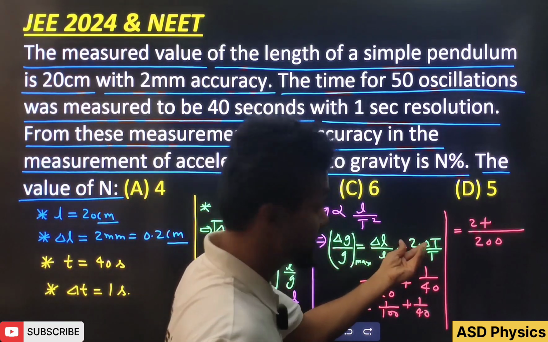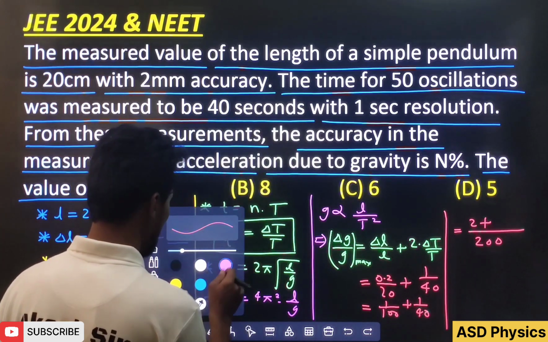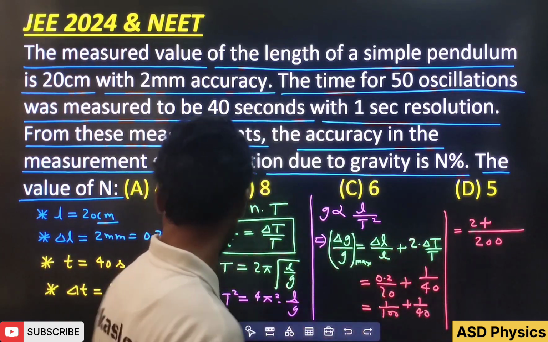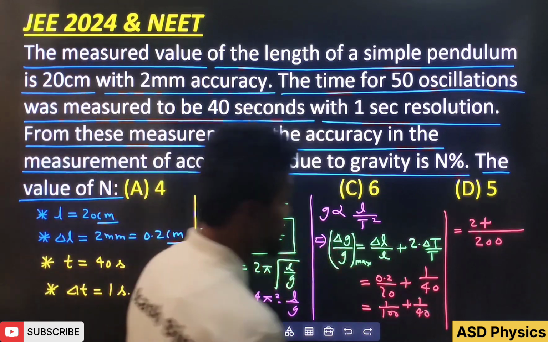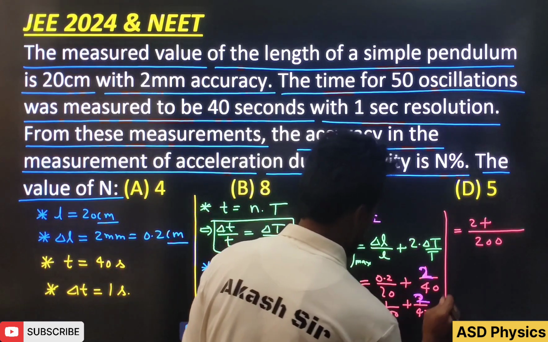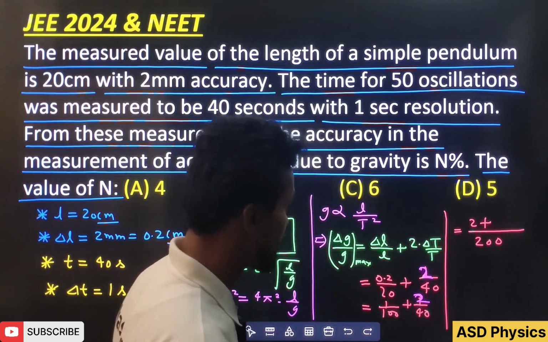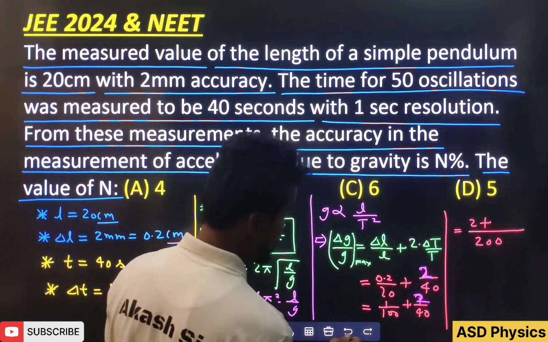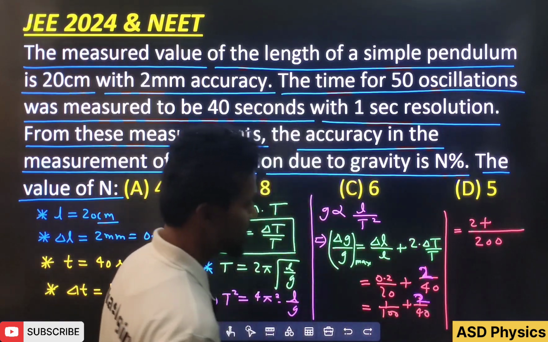But see here, this 2 is missing. You can see very well, this 2 got missed here. This one here, 0.2 by 20, and delta T by T we have taken as 1 by 40, but this 2 we have forgotten. This 2 is forgotten here, and here also this 2 is forgotten. So 2 by 40, what will this become here? It will become 1 by 20. Anyhow, 1 by 20, okay, no problem here.